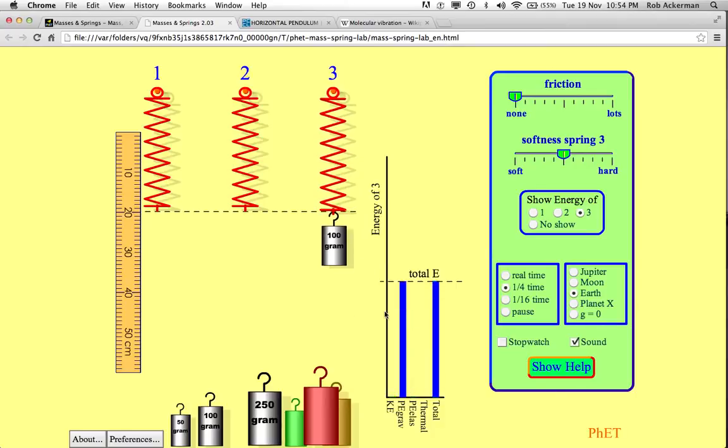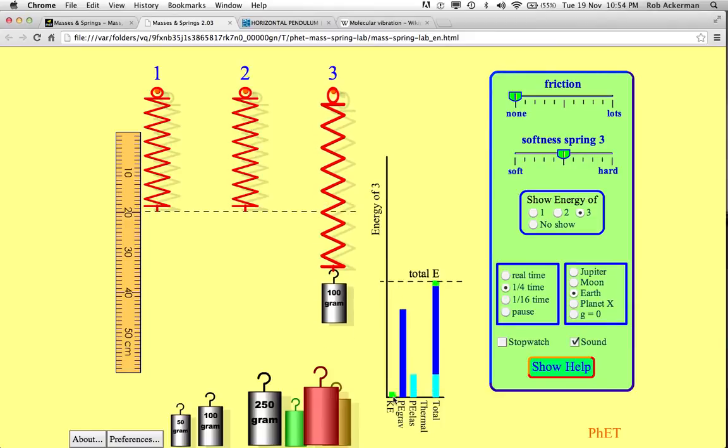When the mass is moving a lot, there's kinetic energy. When the mass stops, the kinetic energy goes to 0, like now and now.